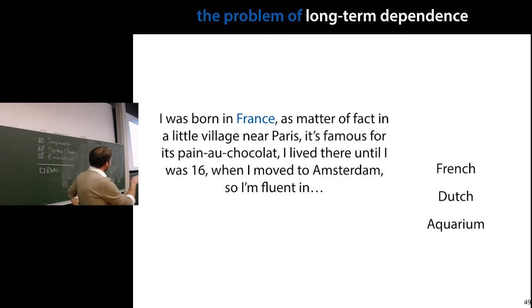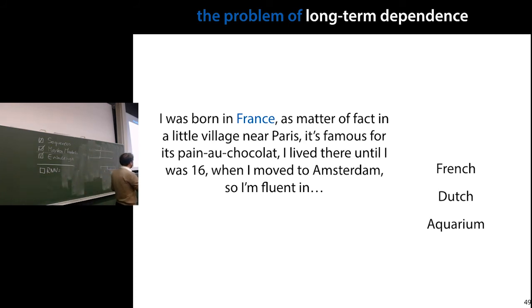And what we want these recurrent neural networks to do is to remember selectively things that happened a long time ago. So if you read a text like this: "I was born in France, as a matter of fact, in a little village, blah, blah, blah, when I moved to Amsterdam, so I'm fluent in", and then there are three options: French, Dutch, or aquarium. Now, even the Markov model will probably give aquarium a very low probability. But Dutch and French, given just the recent history, "I'm fluent in", are equally likely. They might have some prior probability from the data set, but they fit equally well. However, in the semantics of the sentence, if you look back far enough, you can remember that there was a sentence "I was born in France", so "I'm fluent in French" makes more sense. So that's essentially what the sentence is expressing.